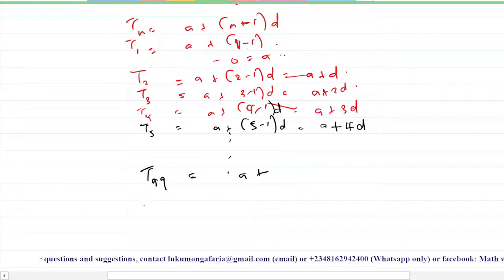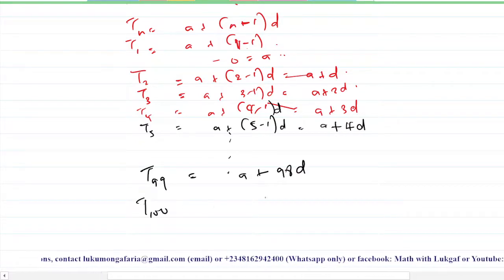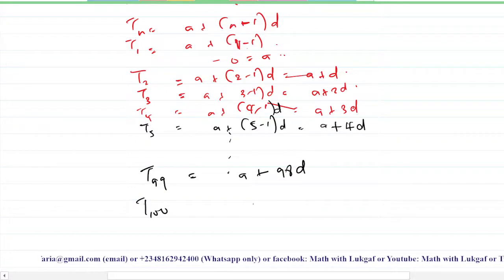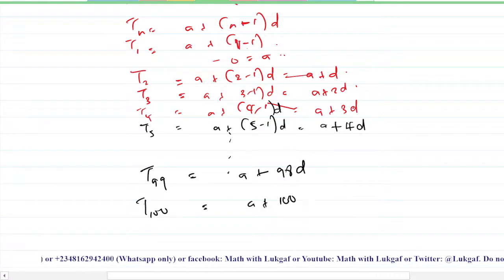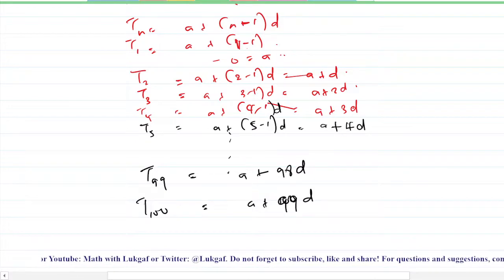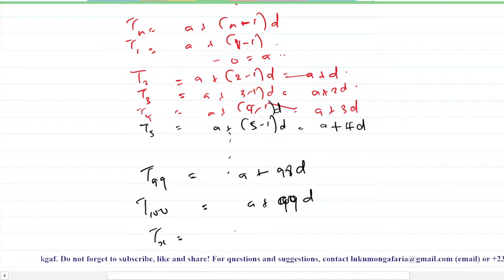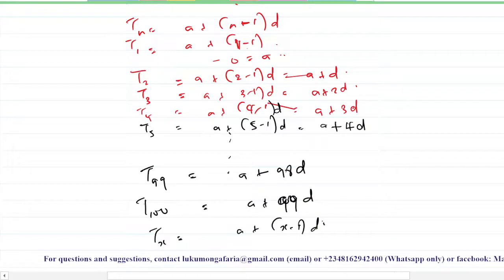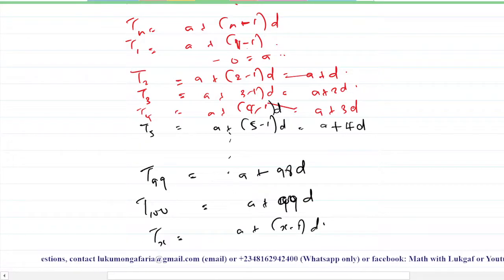What of the 100th term? So T100 will give me what? A plus 100 minus 1, which is 99D. The 1000th term? A plus 999D. You understand now? Likewise, when you find your Xth term, you don't need to stress yourself. That will be A plus (X minus 1)D. So that's the general formula for an arithmetic progression. And I hope you understand how that is obtained. So if that is clear, let me give you an example to back it up.